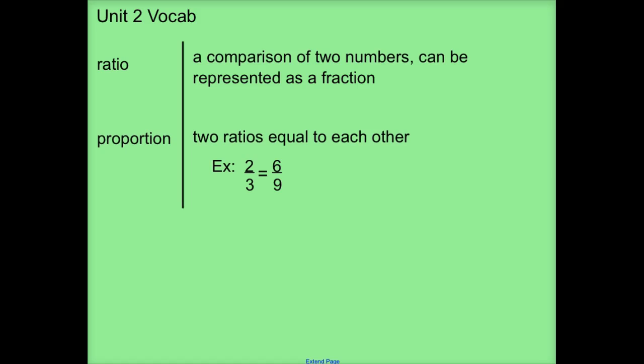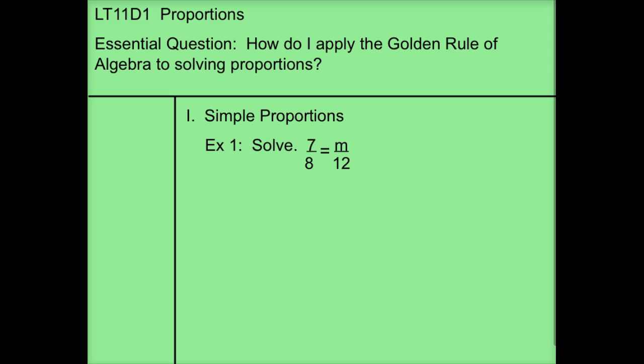An example of a proportion you might recognize would be that 2/3 equals 6/9. It's the simplified version of 6/9. Our essential question: we're still applying that golden rule of algebra, this time to solving proportions. So we're starting off with a simple proportion, and the golden rule is whatever we do to one side, we do to the other.